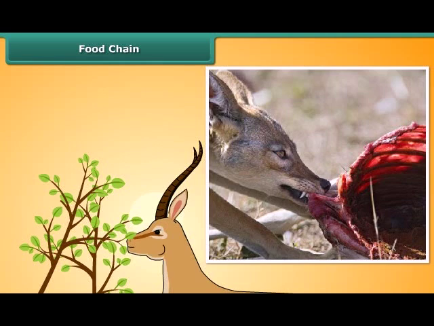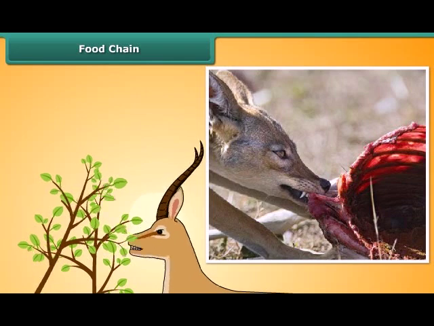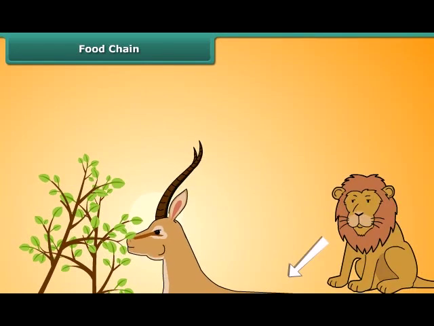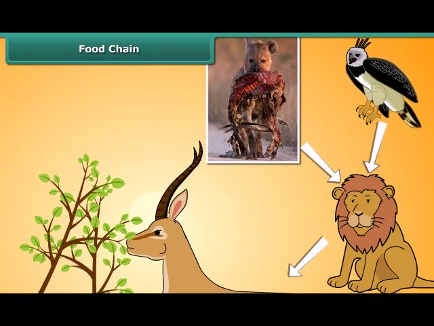Let us take a simple example of a food chain. Plants use the sunlight and prepare food. Plants are eaten by deer. Deer are eaten by lions. When the lions die, their physical remains are eaten by scavengers such as vulture, hyena, etc.